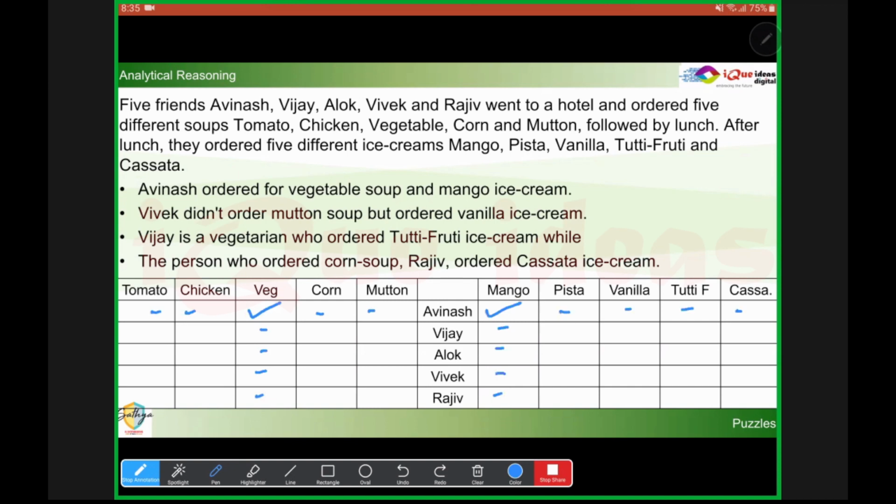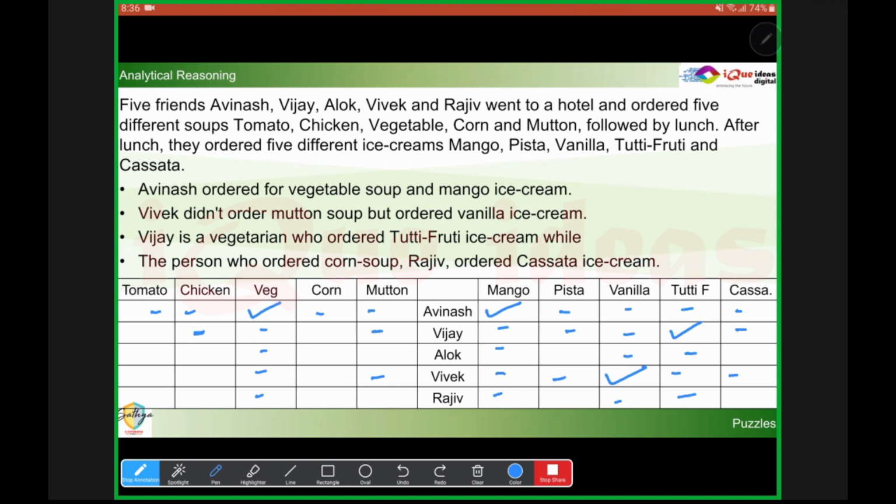Vivek did not order mutton soup, but ordered vanilla ice cream. So the appropriate row and column gets eliminated. Now, Vijay is a vegetarian. So if Vijay is a vegetarian, Vijay cannot order mutton, Vijay cannot order chicken. Mutton, chicken come under non-vegetarian. So Vijay is a vegetarian who ordered Tutti Frutti ice cream. So Vijay under Tutti Frutti gets done.